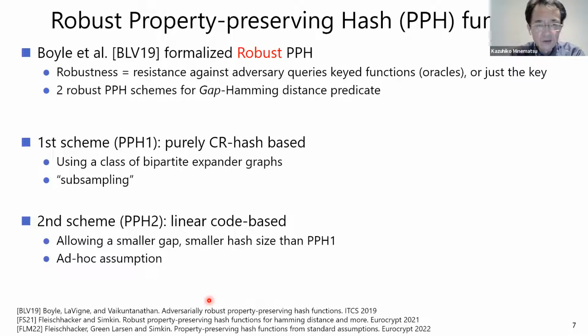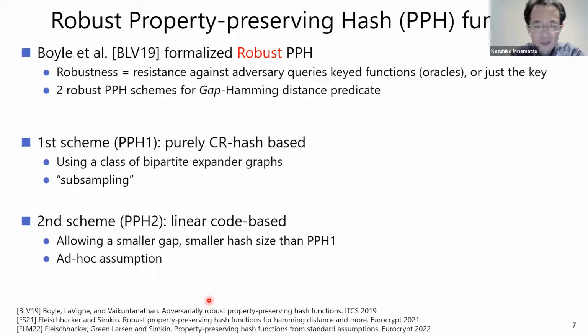And they defined two robust PPH schemes for the gap Hamming distance predicate, which I will describe later. The first scheme, which I call PPH1, is purely collision-resistant hash function based, using a class of bipartite expander graphs. The core idea is called subsampling.